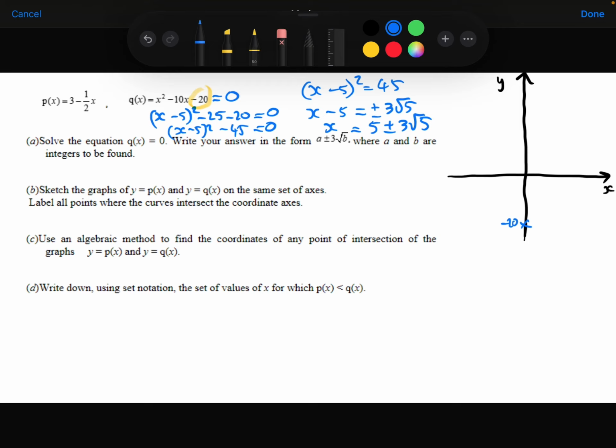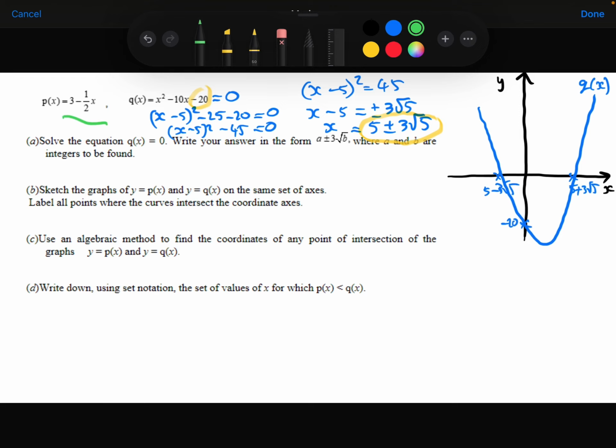The two intercepts we just found on the x-axis were 5 plus and minus 3 root 5, which I'm going to put over here somewhere. That's 5 plus 3 root 5, and 5 minus 3 root 5. It's going to be down here somewhere. So the quadratic is going to look something like this.